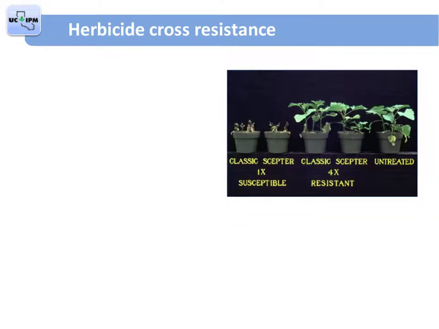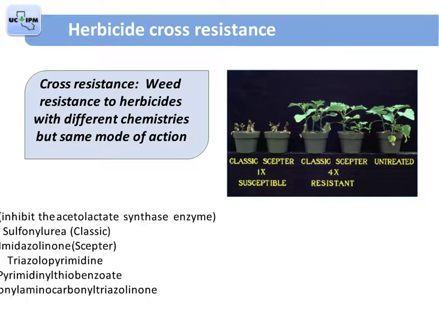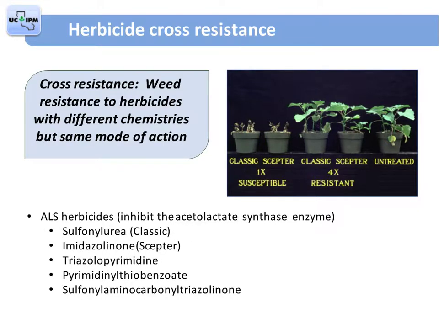Another term we use in weed science is herbicide cross-resistance. Cross-resistance means that a weed is resistant to herbicides with different chemistries, but that have the same mode of action. For example, if you take Scepter and Classic, these herbicides belong to different chemistries, but both inhibit the acetolactate synthase, ALS, enzyme. A weed resistant to one chemistry will be resistant to the other.